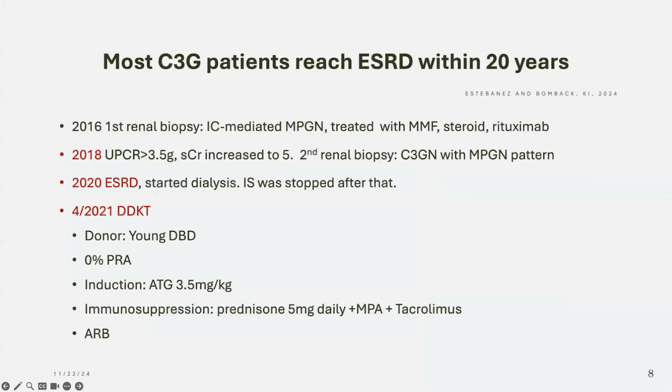C3G has poor prognosis. In our case, patient didn't respond to eculizumab at all. He had persistent nephrotic range proteinuria. Two years later, he developed ESRD and started dialysis. Immunosuppressants were stopped after that. Luckily, he got a deceased donor kidney transplant 1 year after that.